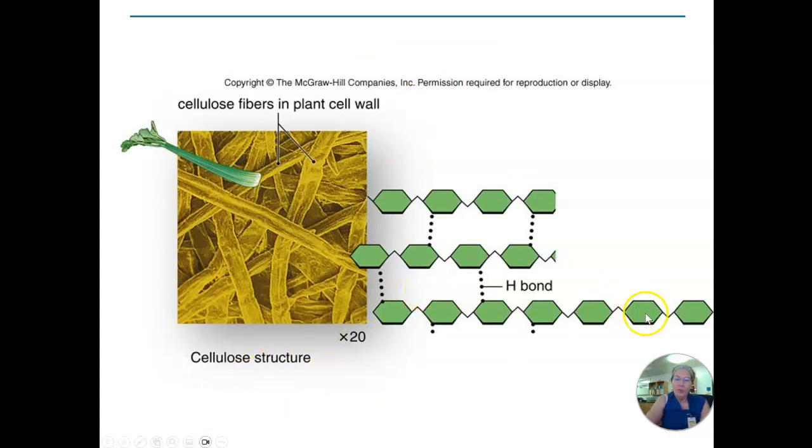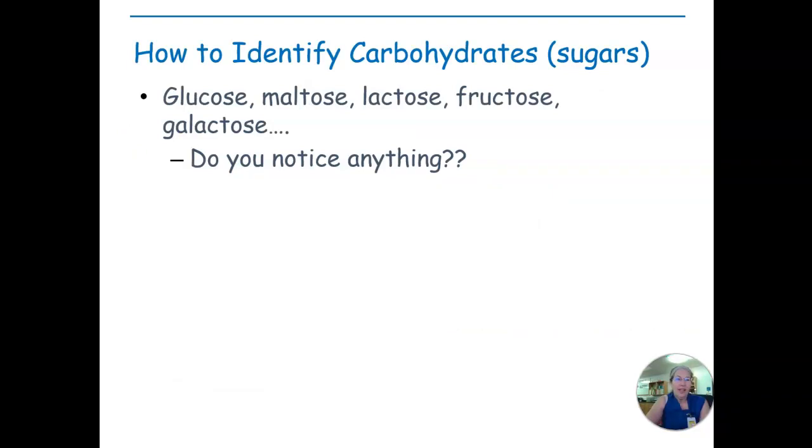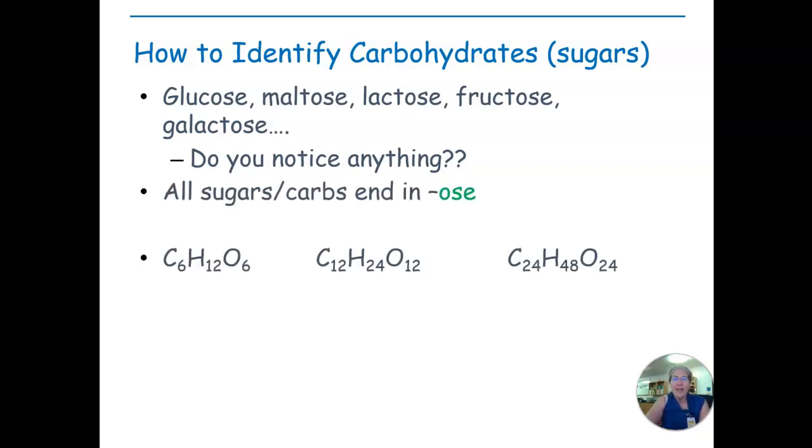And so here, again, remember, I like to actually see things. And so these are cellulose fibers in a plant cell wall. And so that's what helps keep the plant's shape. And again, this OSE ending indicates that it's a sugar. Here are some examples of some sugars. And we've talked about what you should notice here. If I divide 12 into 24, there's one carbon for every two hydrogens, and there's one oxygen for every two hydrogens. So 1 to 2 to 1 is the proportion.